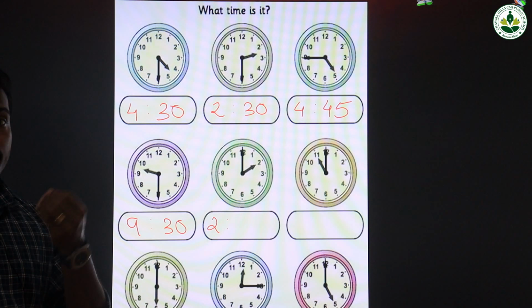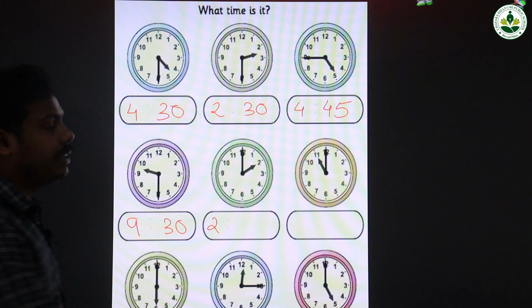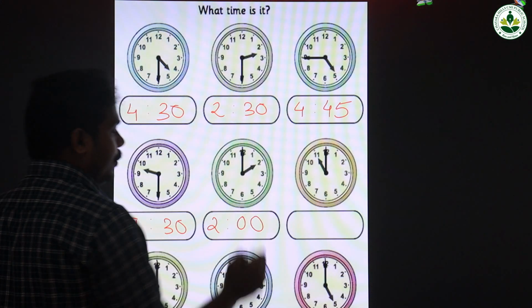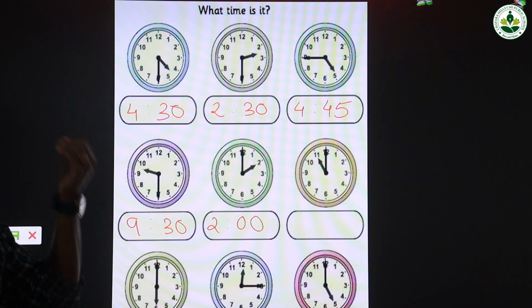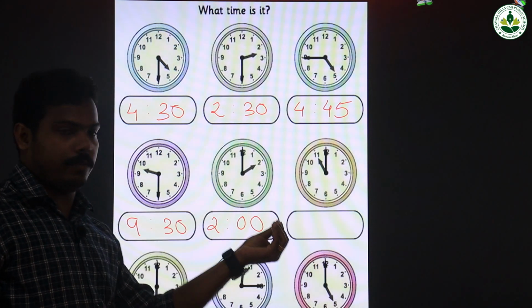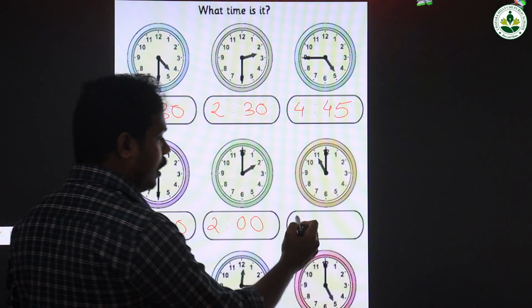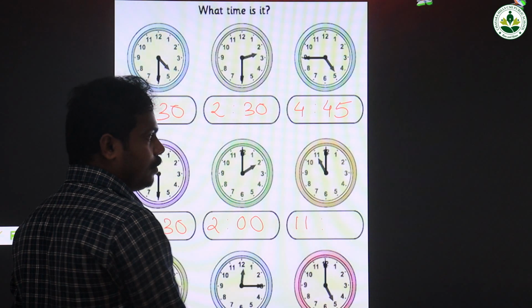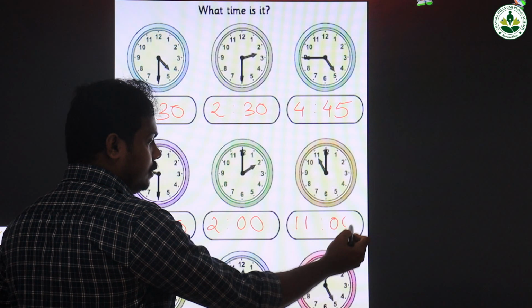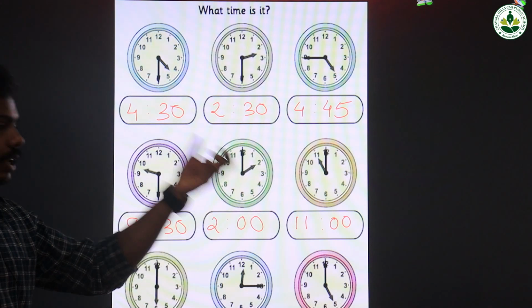12 means 60, but we do not write 60. Remember that we write 0, 0. So we can say it as 2 o'clock. Then next one, the hour hand is on 11 and the minute hand is on 12. We write 0, 0. This time is 11 o'clock. It shows 11 o'clock.